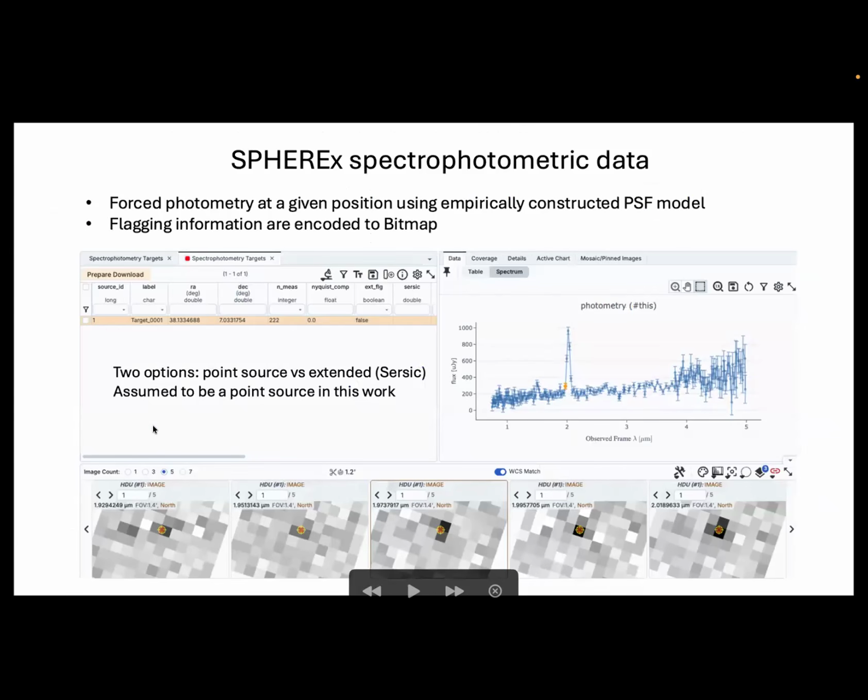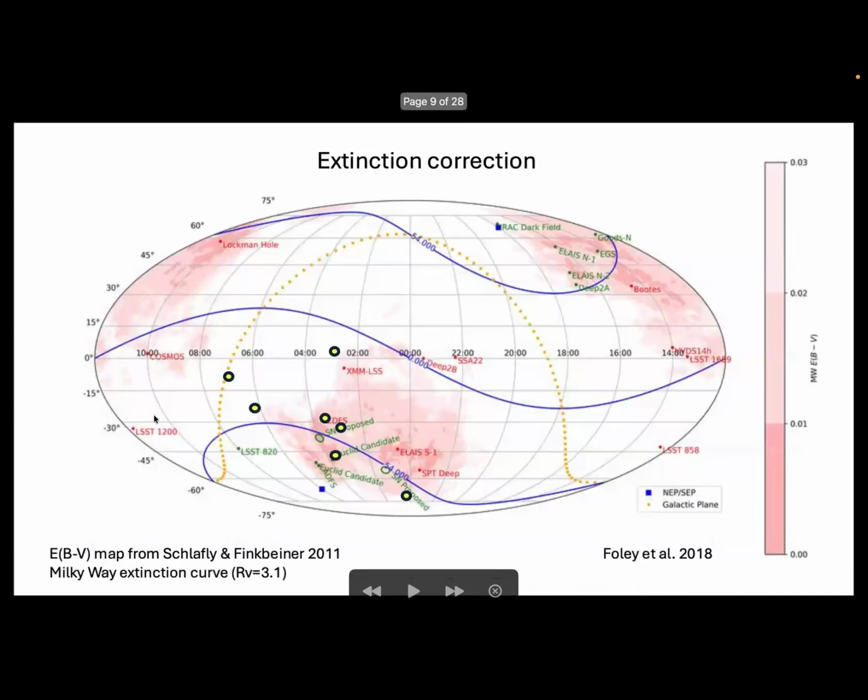Then this is an example of the SPHEREx spectrophotometric data. If you specify a coordinate, it will give you this spectrum. This is forced photometry at a given position using an empirically constructed PSF model. This is not a catalog of spectra. This is a real-time job based on the pipeline. It has a bunch of flagging information encoded as a bitmap. There are 2 options, point source versus extended morphology, that give you different spectra. In this study, I just assume everything is a point source. These 5 example channels are shown as an example. There are many more channels, but it is a clear detection.